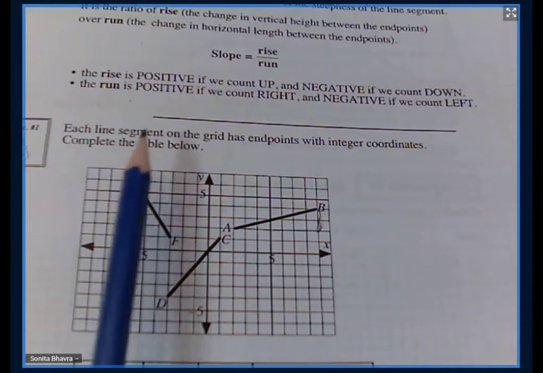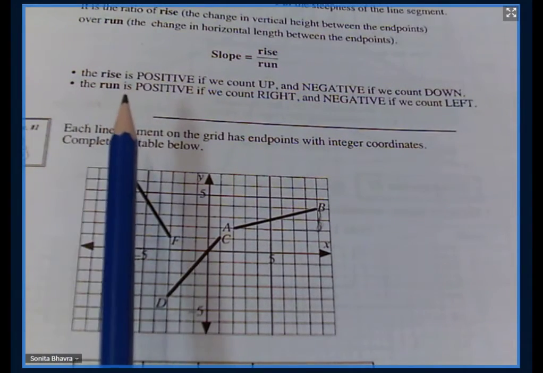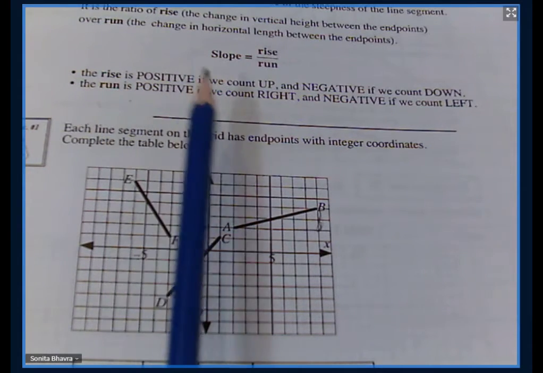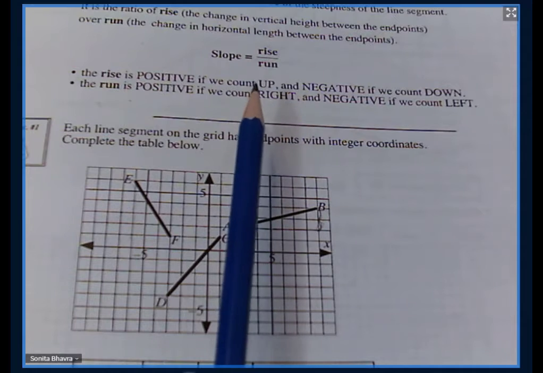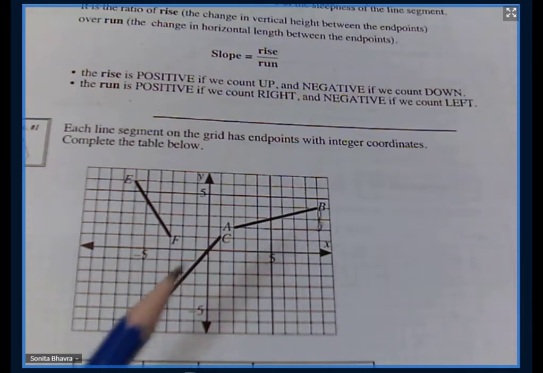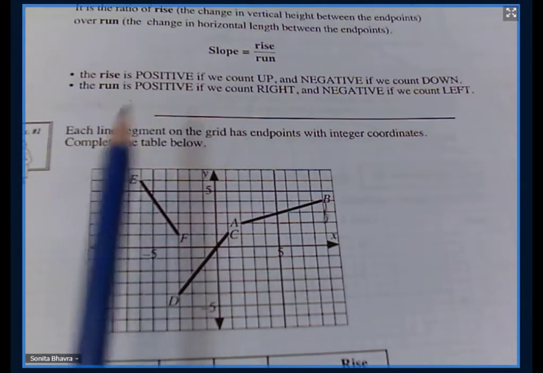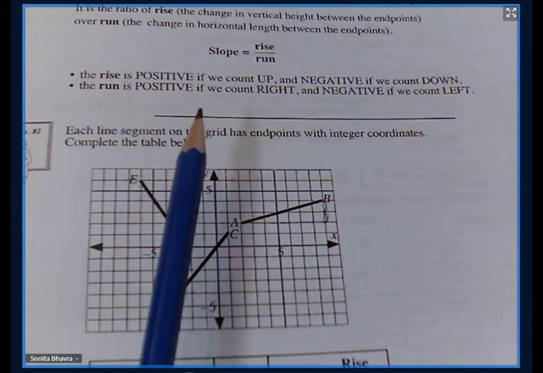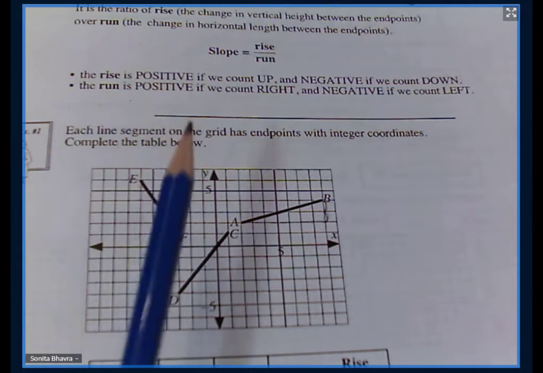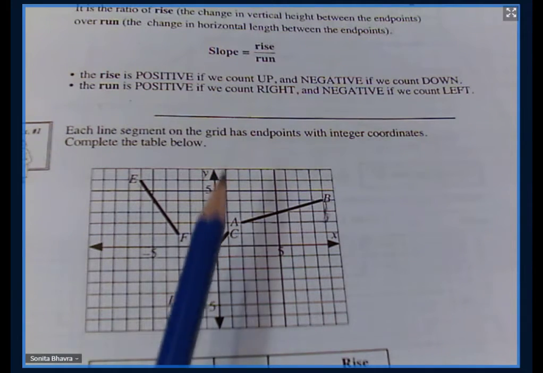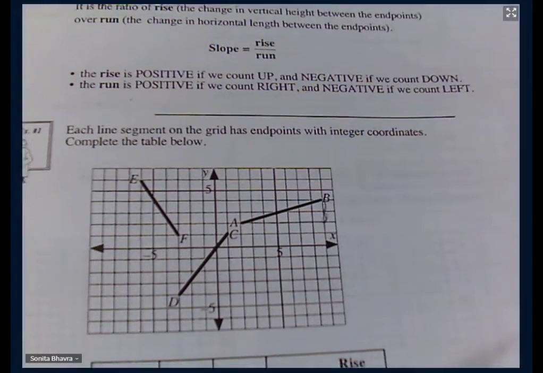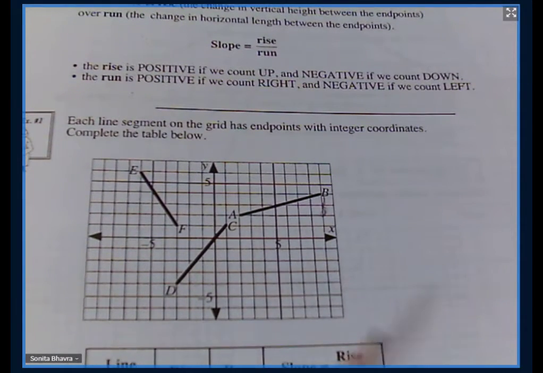Another important note is we're looking from left to right when we look at our lines. If we're counting our rise and it's positive, that means we've counted up. If you count down, then it means it's negative. It'll make more sense when we look at the example. As well, when we're counting our run, we are counting from left to right. It's going to be positive if we count right, and negative if we count left. So let's take a look at our line segments here.